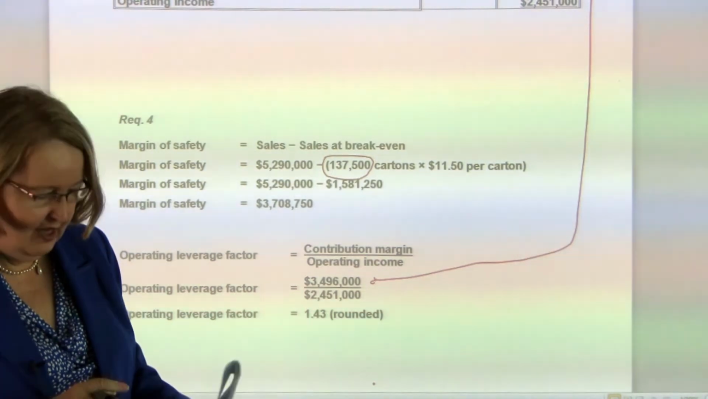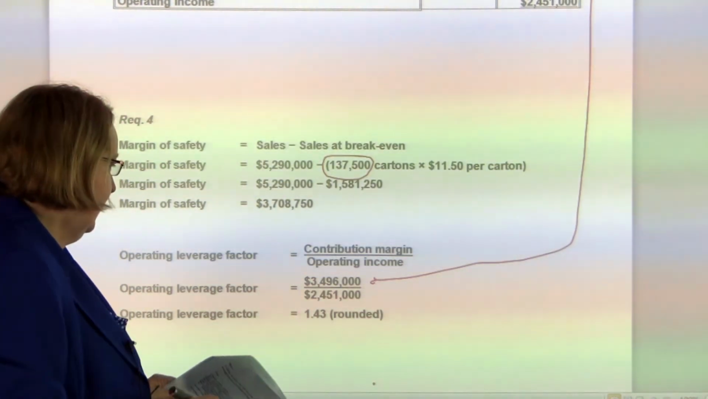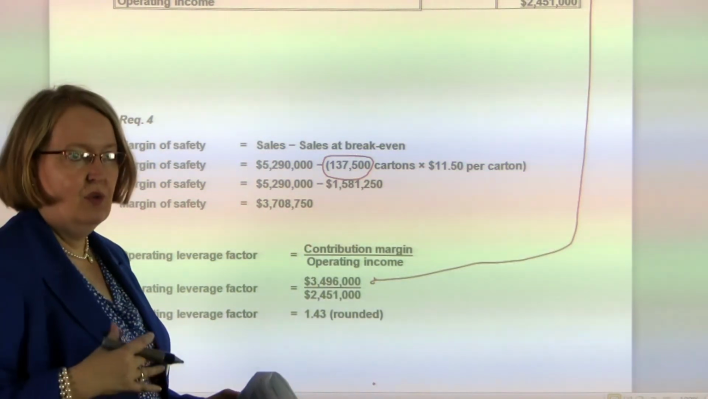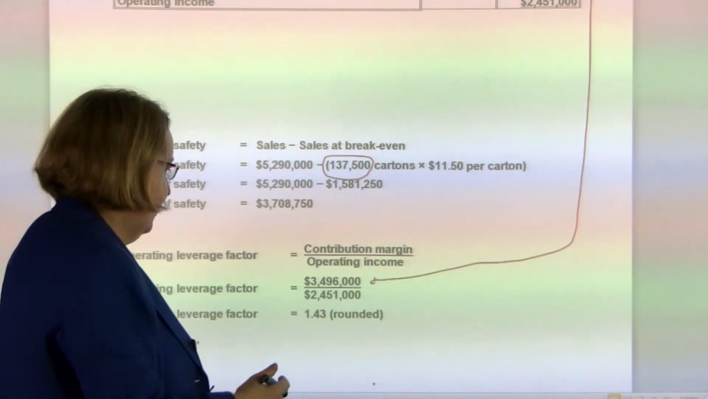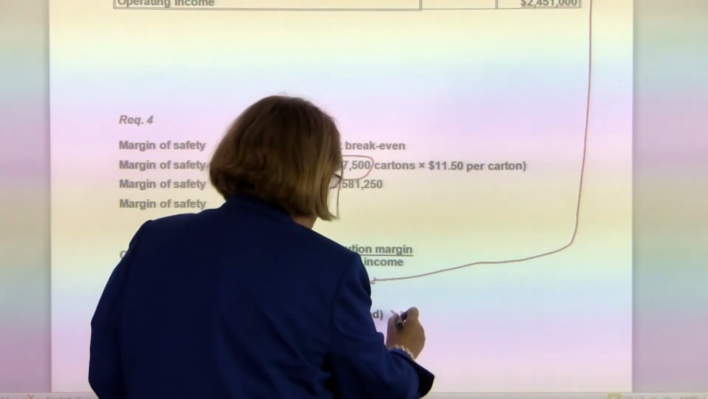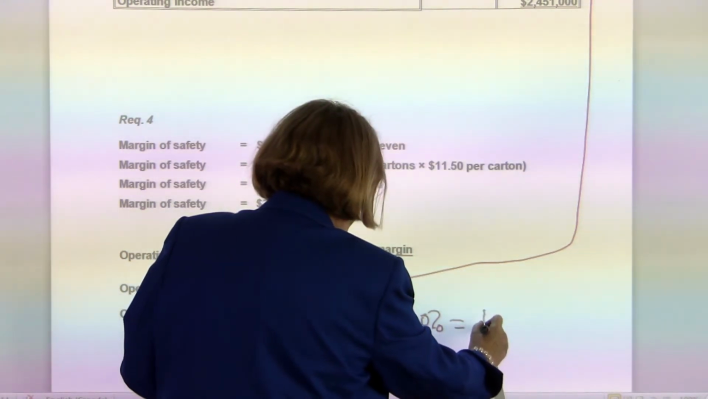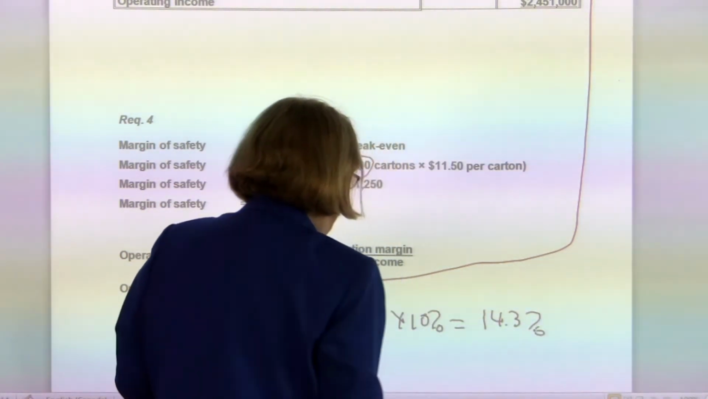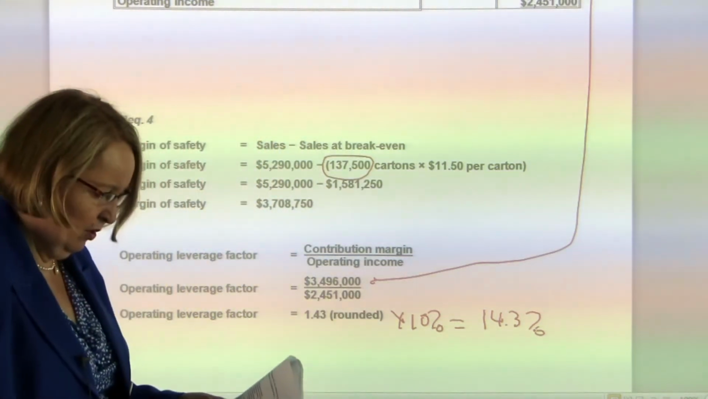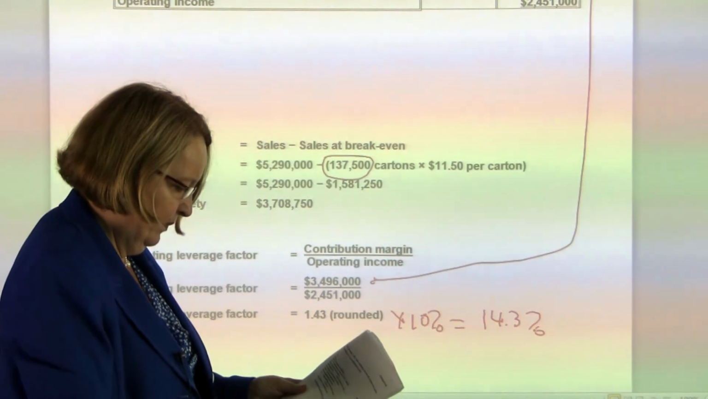If you have 1.43, that is your operating leverage, and you have a 10% increase in sales, so you multiply by your 10% increase in sales. That's going to give you a 14.3% total increase in your operating income.